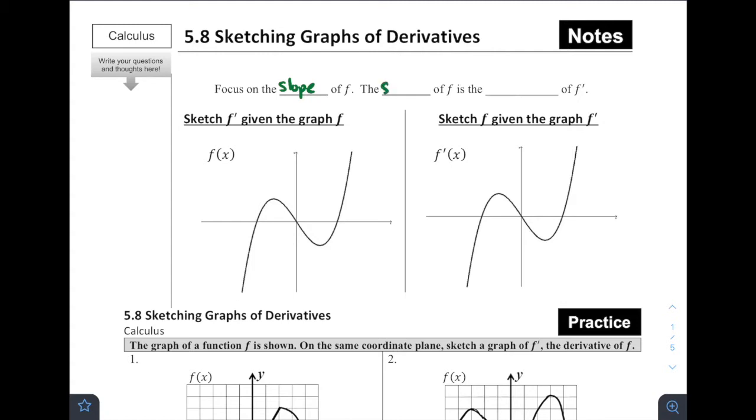And the slope of f is going to be the output, or the y value, of f prime. So when we're trying to sketch f prime of x from f, that is what we're thinking about. Focus on the slope of the f function. The slope of f is going to become the y value of f prime. And that makes sense because f prime is the slope of the tangent line, right? That is the definition of the derivative, the slope of the tangent line. All right, so let's see that in an example here.